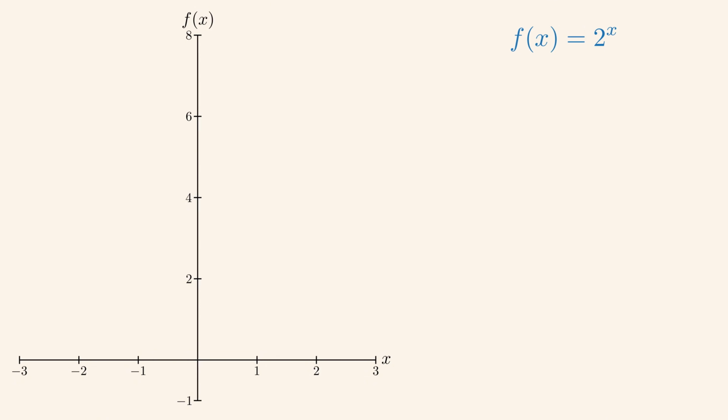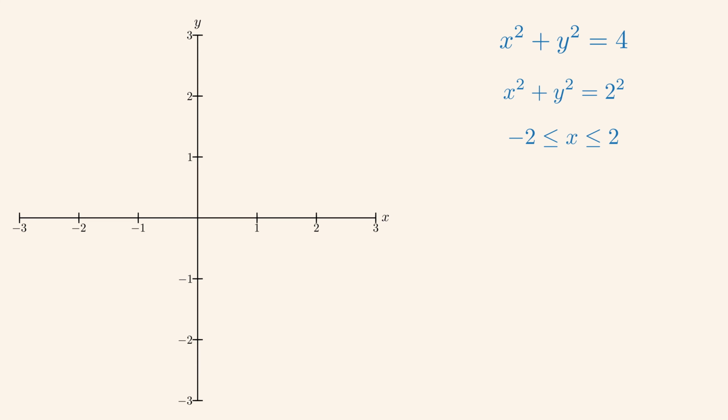Now let's explore the equation of a circle. The right-hand side is the square of 2. This tells us that x can have a maximum absolute value of 2. Let's change the axes, and then we draw the circle with a radius of 2.